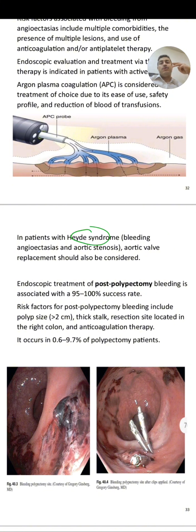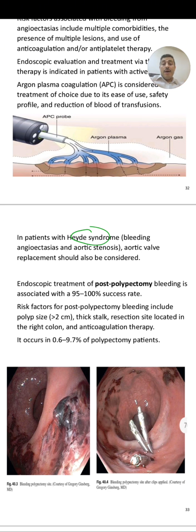Actually, in some literature, they say that Heyde syndrome is a triad. Angiectasia, with no explained correlation. We don't know why they present together. Aortic stenosis, angiectasia, and acquired coagulopathy, von Willebrand, actually.